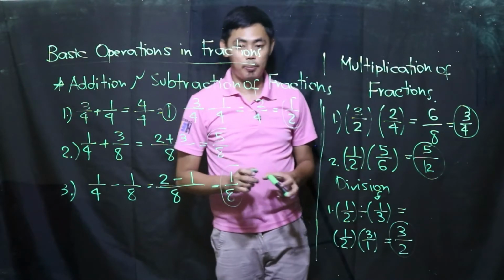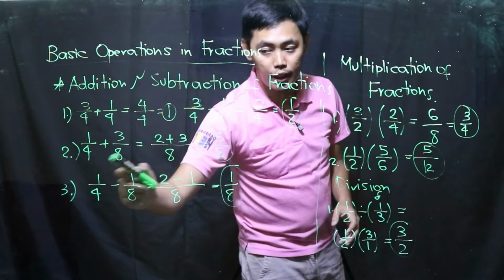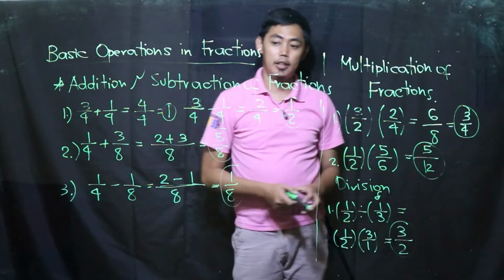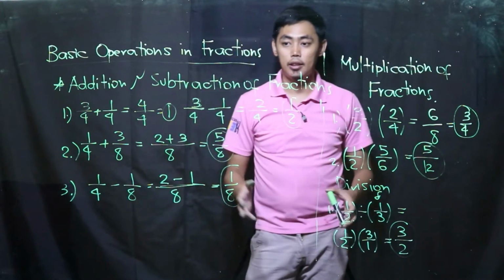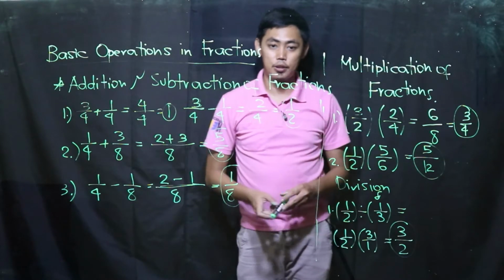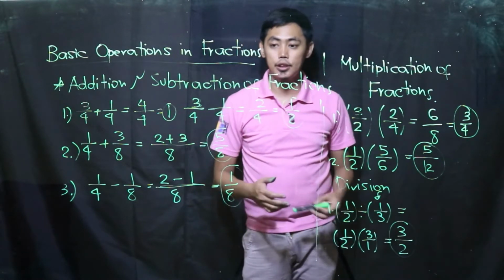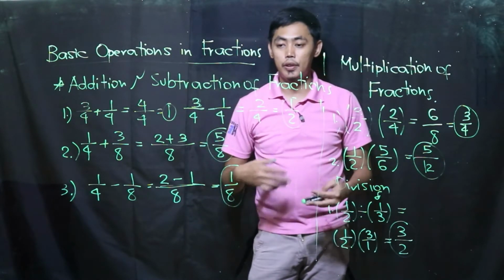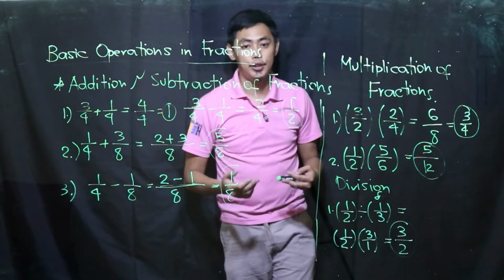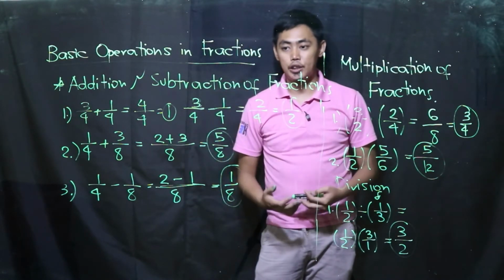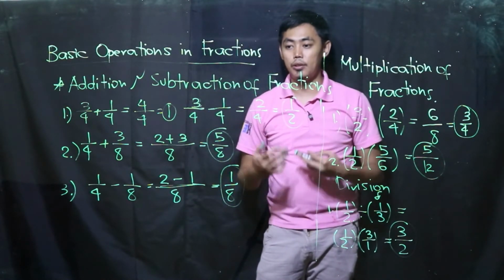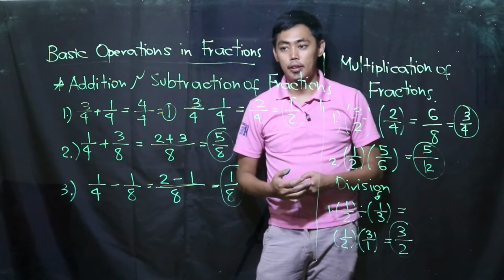The easiest parts here are multiplication and division. The most difficult part here is looking for the least common denominator and proceeding with the addition and subtraction of fractions. But you can eventually master this. So go over the activities that I have given to you. Please answer them, and hopefully you can get a perfect score.